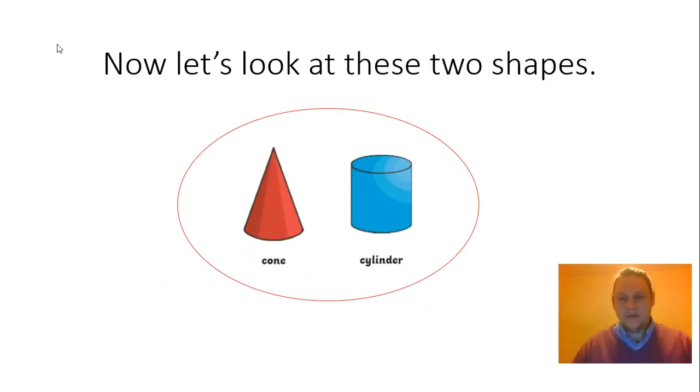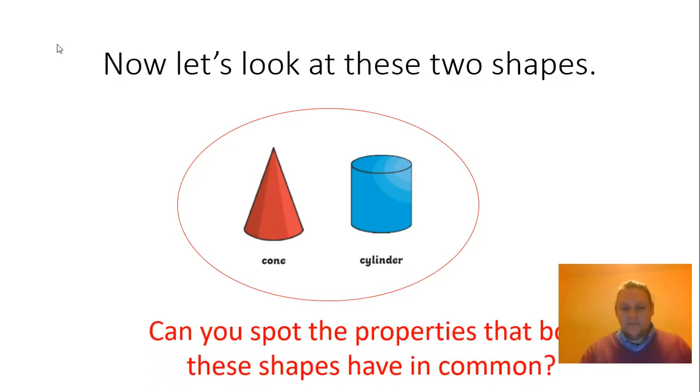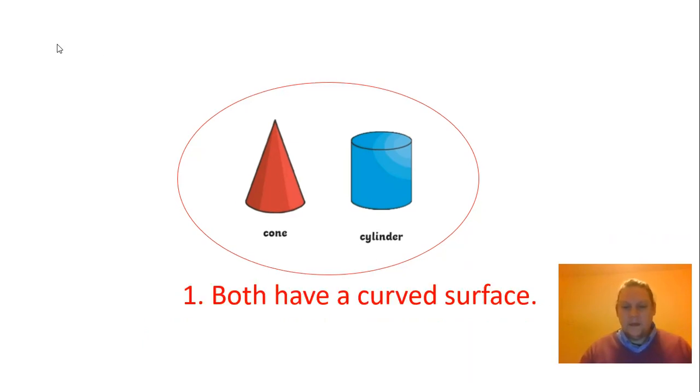Now let's look at these 2 shapes. We've got our cone and our cylinder. We've got very different sorts of properties on a cone and cylinder. Being curved shapes, we see a lot fewer edges and a lot fewer vertices. So let's have a look at what we've got. Can we spot the properties that both of these shapes have in common? Both have got a curved surface, all right? So they've both got a curved surface.